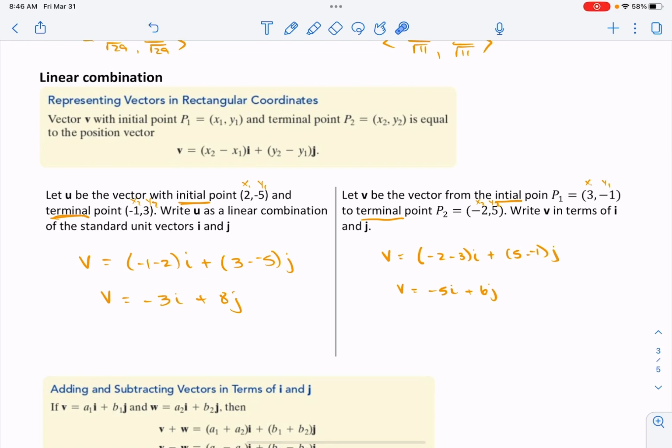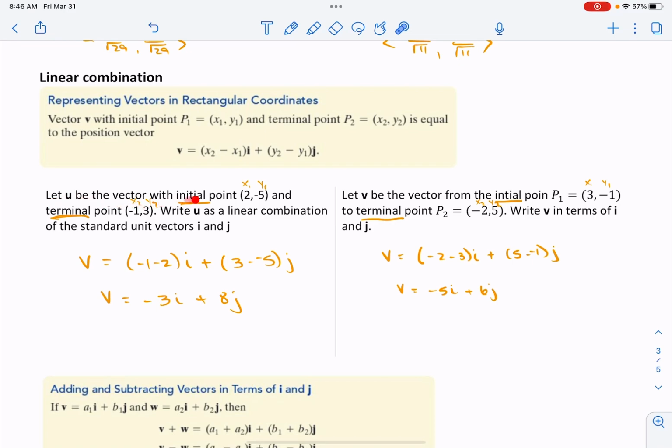The i represents the distance with the x and the j here with the y. But you're still doing the same thing. It's head minus tail and head minus tail for the other part. The only thing is that you need to tag along the i and the j instead of putting it in those special brackets. So let's look at this one.